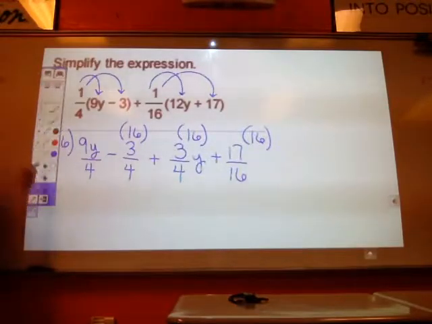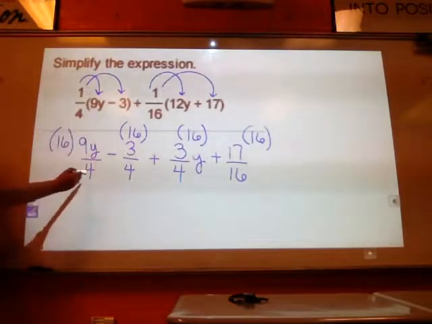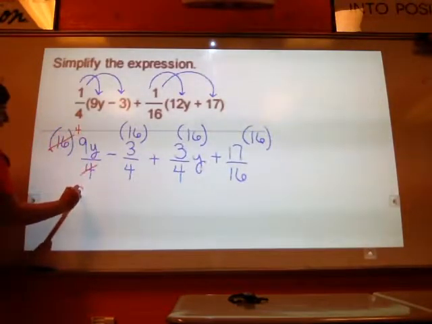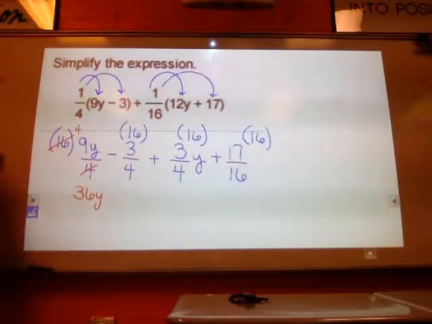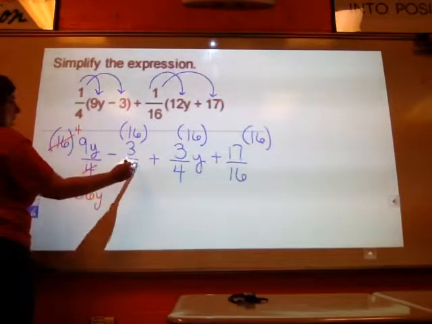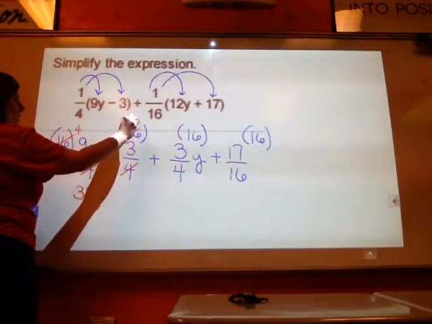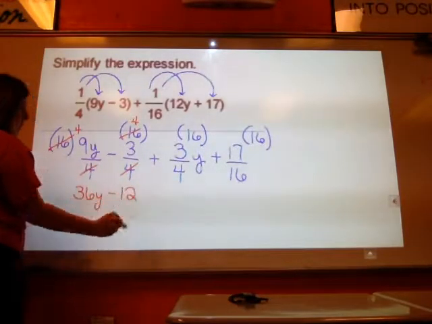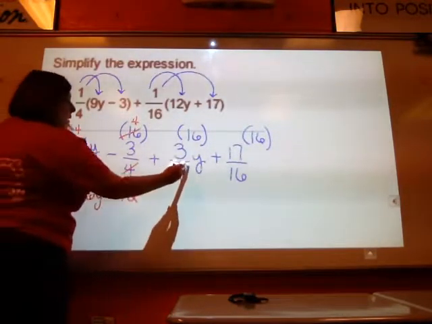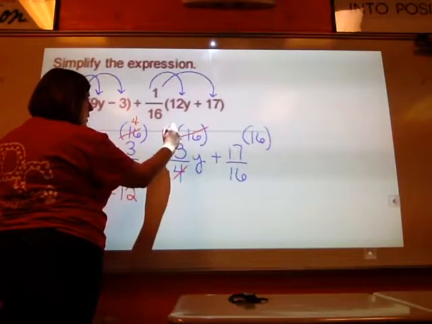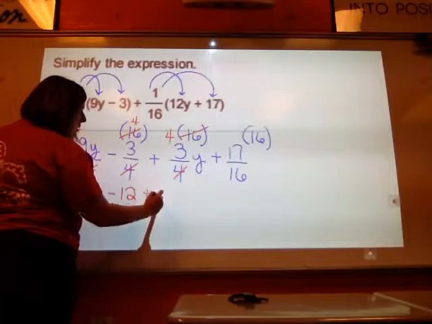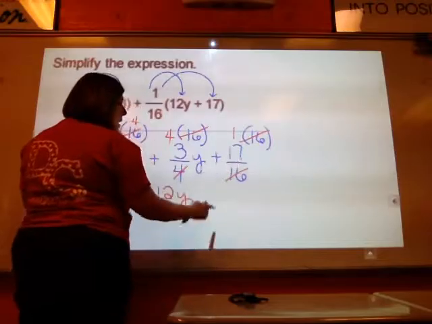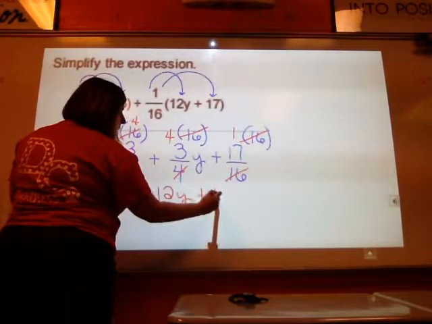So now, I'm going to switch over to red so you can see what I'm about to do. 4 goes into 16 4 times. 4 times 9 is 36y. Okay, I'm going to do it again over here. 4 goes into 16 4 times. 4 times negative 3 is negative 12. All right, one more time. 4 goes into 16 4 times, 4 times 3 is a positive 12y. And then 16 goes into 16 one time. 1 times 17 is 17.